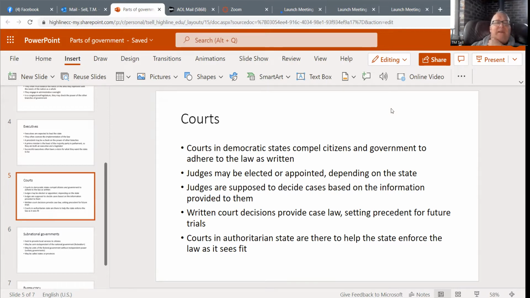And they may be appointed for life, like federal judges, which is to insulate them from politics. It keeps good judges and bad judges there for quite a long time. So that has mixed blessings. Judges are supposed to decide cases based on the information provided to them. So one thing we insist on in this country, and it clearly isn't always true, is that a judge is not supposed to go around talking about politics and what they think.